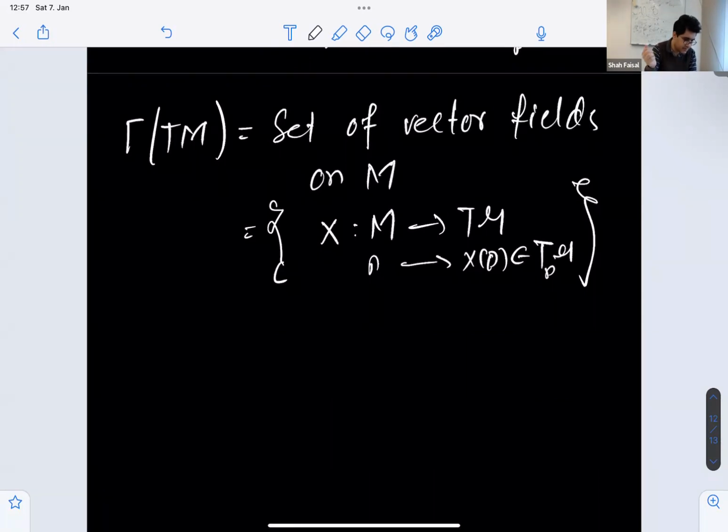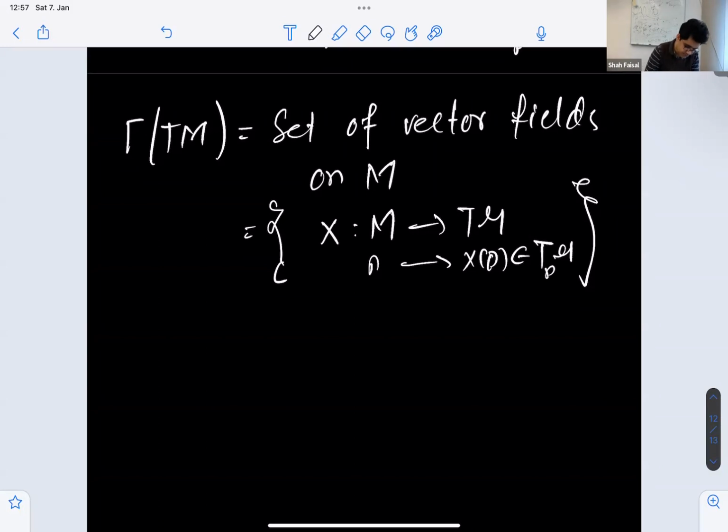You can multiply a vector by a real number, so you get again another vector, because these tangent spaces are vector spaces. So this space of vector fields is basically a vector space. It's a ring where the functions are C infinity functions, but just forget that and think of it as a vector space.